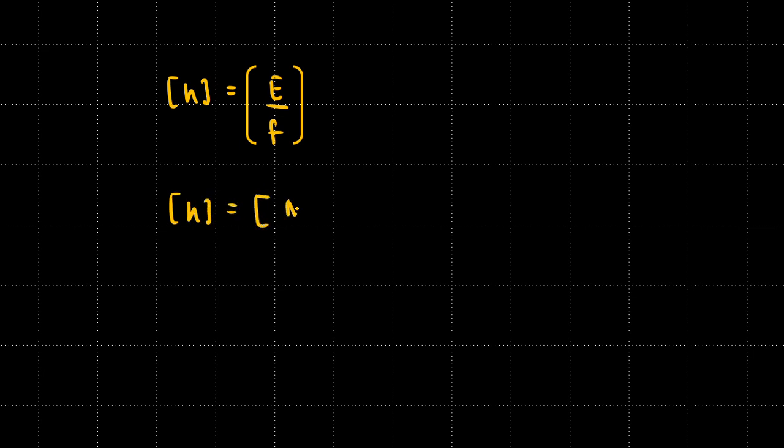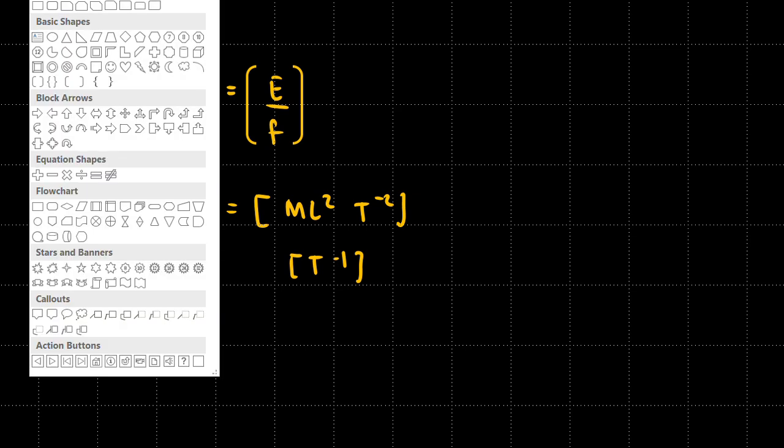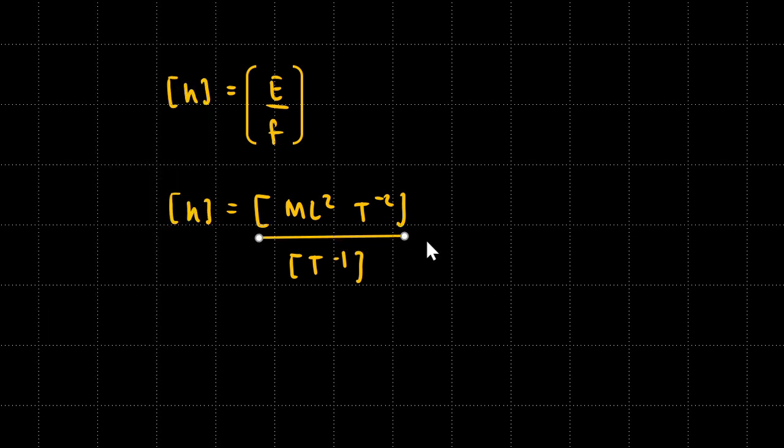So we can write the dimension of h must be equal to the dimension of E by f. So let's put a bracket around it. It's supposed to be a square bracket, but don't mind the round brackets. So here the dimension of E will be ML squared T minus 2 divided by the dimension of f, which is T minus 1. When dividing both of them, it's pretty clear to see what you will get as a result.